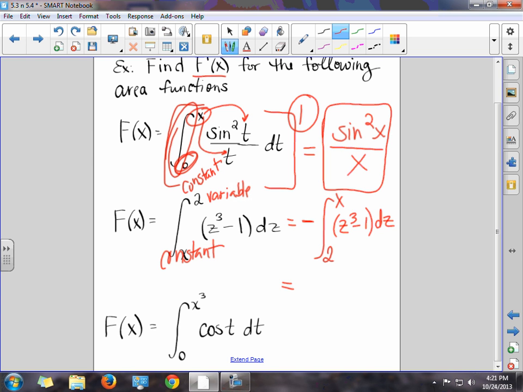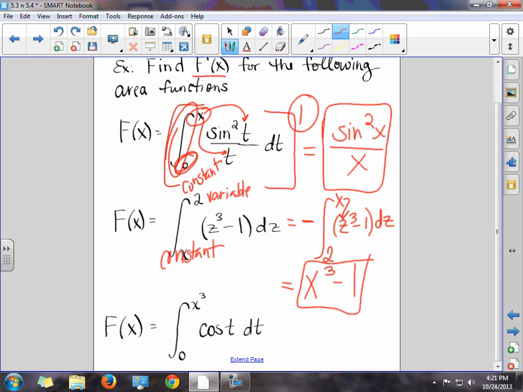So now I can attack it using the second fundamental theorem of calculus. I'm just going to take my x and plug it in for all my variables. The derivative of the x is just 1, so I don't have to worry about multiplying by 1. So this is going to become x cubed minus 1.